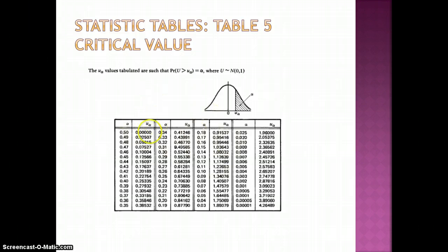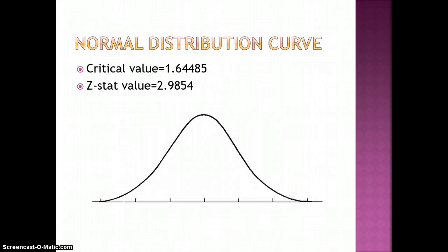As we had a 95% significance level, we compared to 0.05 on the table. This gives us a critical value of 1.64485. We will then use this 1.64485 in our normal distribution curve and compare it with the z-stat value to see if we can accept or reject the hypothesis.